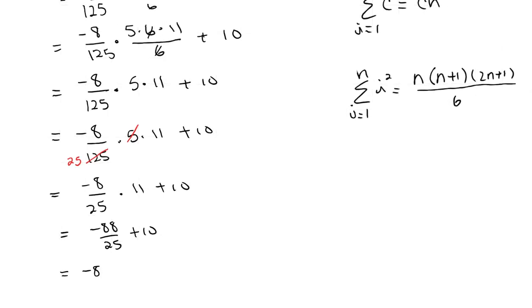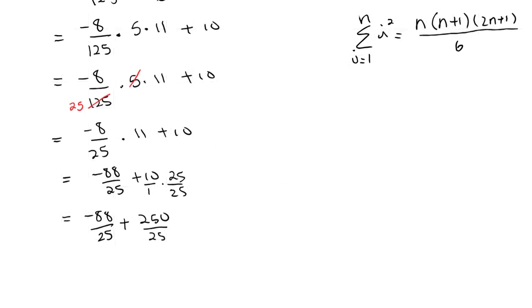It's negative 88 over 25. I need a common denominator to combine these together. So 10 over 1 times 25 over 25. That gives me 250 over 25. And the total is 162 over 25. If we put that in a calculator, that's approximately 6.48.